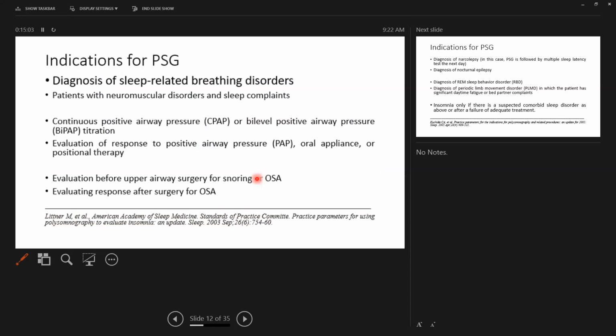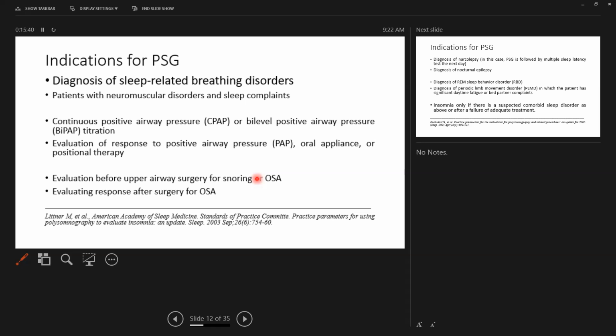Now coming to the indications for polysomnography. Main is again the diagnosis of sleep-related breathing disorders, which is the primary indication and the most common indication that has been used for PSG. Corollarily, patients who have neuromuscular disorders and sleep complaints can also be investigated. CPAP and BiPAP titration is obviously a part of therapy of obstructive sleep apnea. Evaluation of response to such positive airway pressure, for that PSG is required.